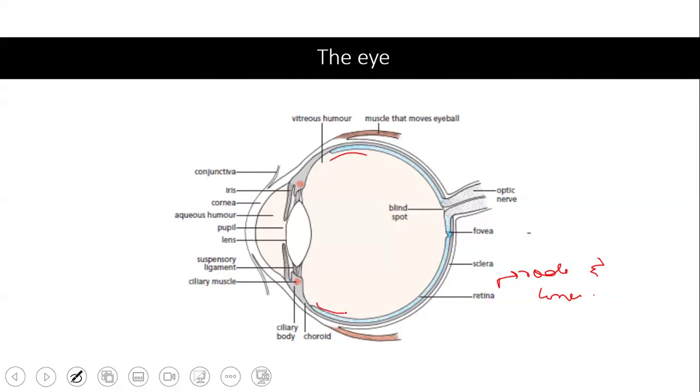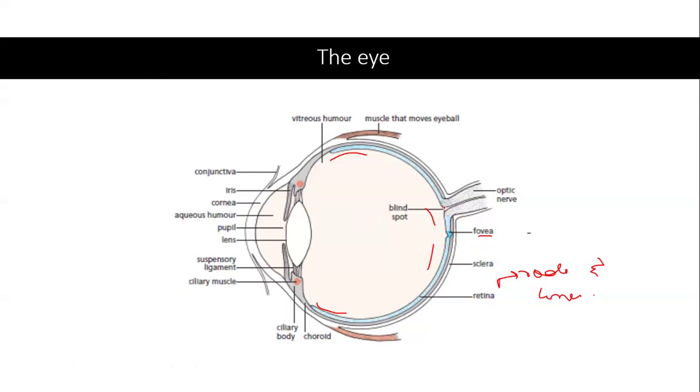Rods are more towards the outside of the retina, and the cones are concentrated more towards the center of the retina. Okay. And when we talk about our retina, we have a region known as the fovea. The fovea is the region where the image is actually formed. So the light rays are going to concentrate on the fovea, and this is where the image is going to form. Okay. So the fovea has a high concentration of cones, by the way.